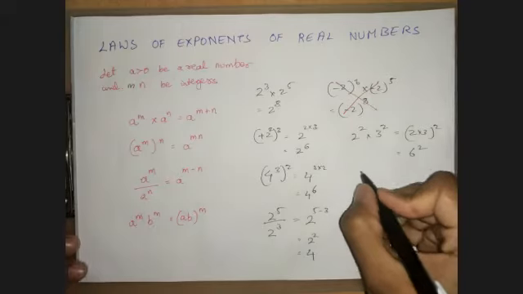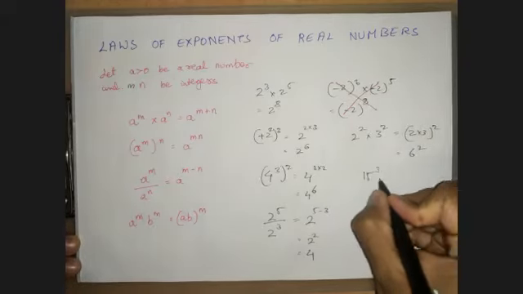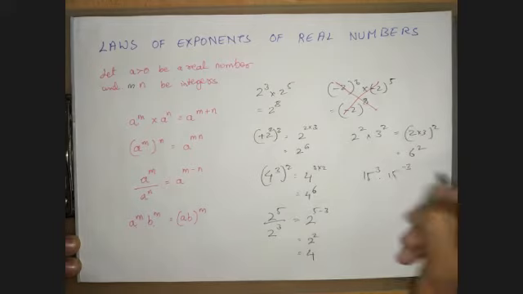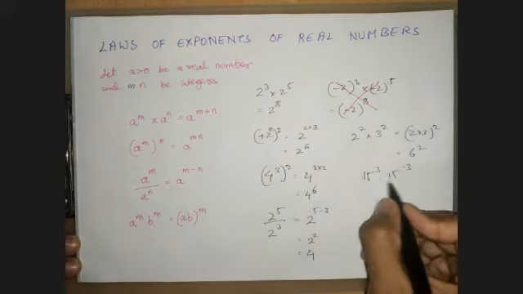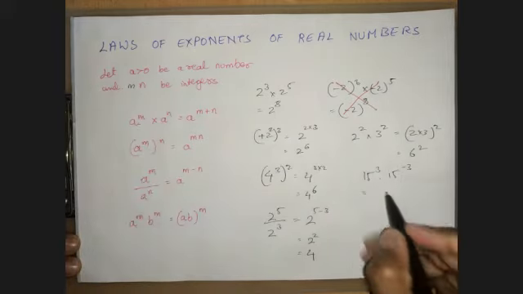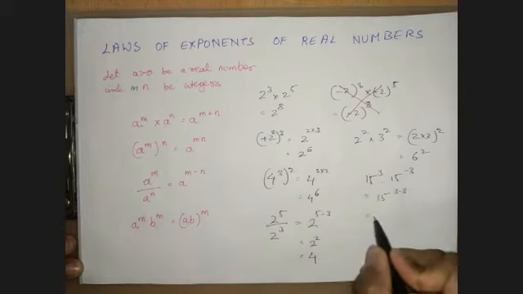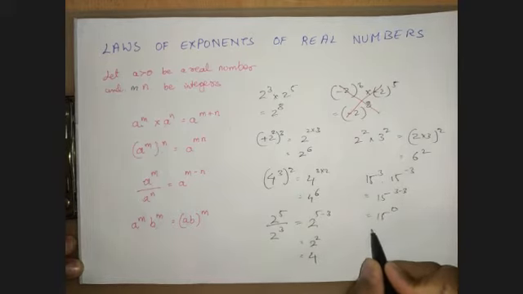Another example, that is 15 power 3 into 15 power minus 3. So what is this? The bases are the same. That means I can add the powers. So this would be 15 power 3 minus 3, that is equal to 15 power 0. What is that? That is equal to 1.